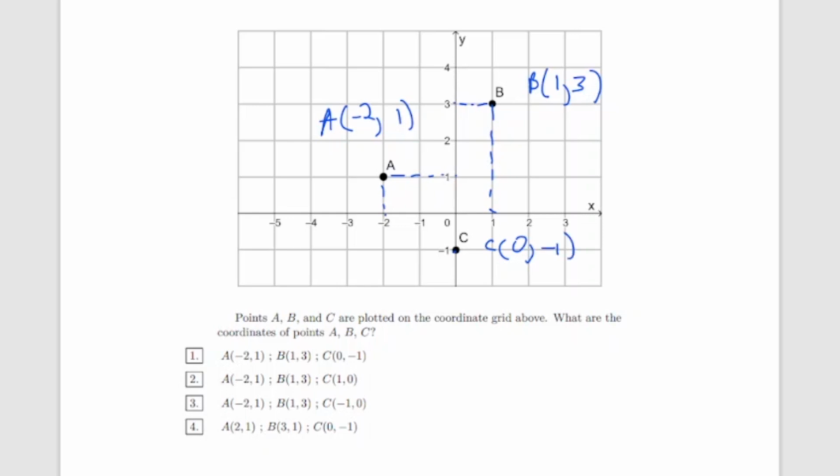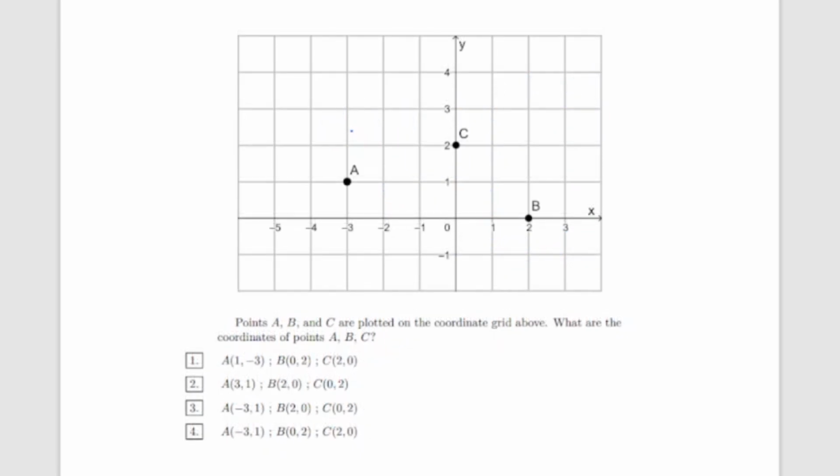So we're looking for the answer choice with these coordinates. So A is -2, 1, B is 1, 3, and C is 0, -1. Oh, we're lucky. So the first one just matches. But just make sure you have the right coordinates and then pick the right answer choice.